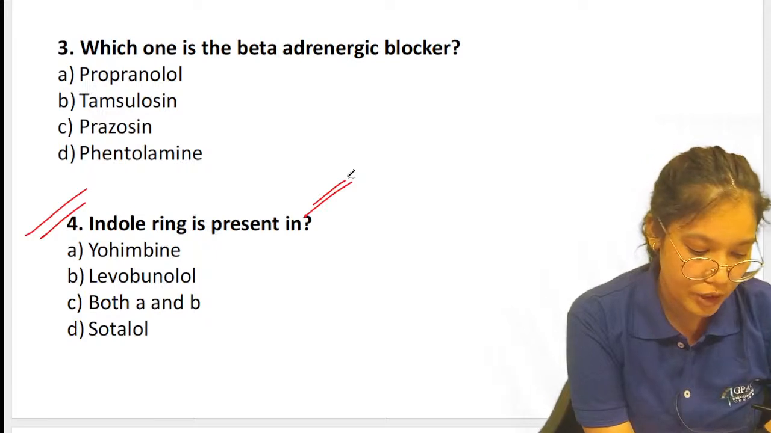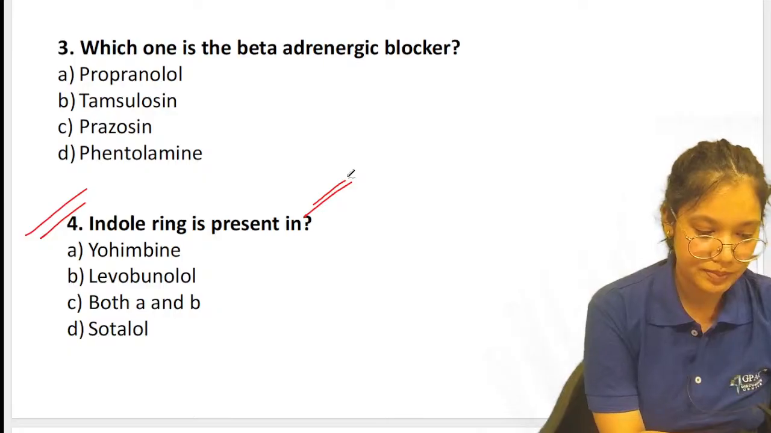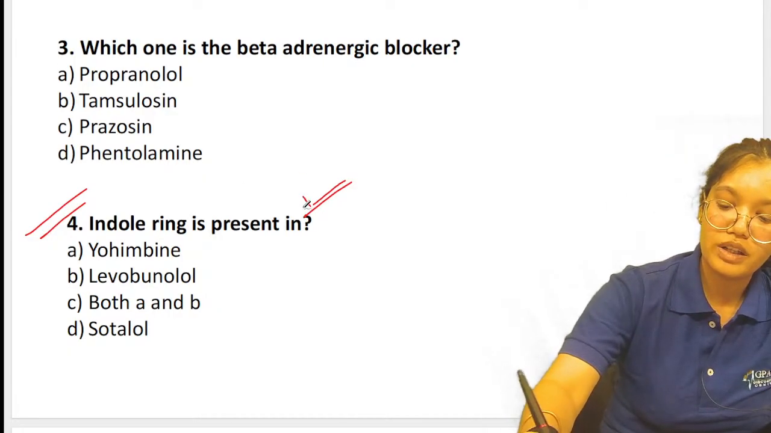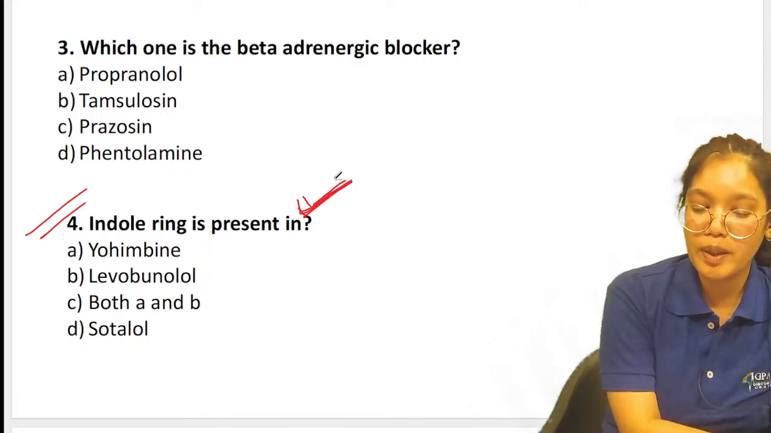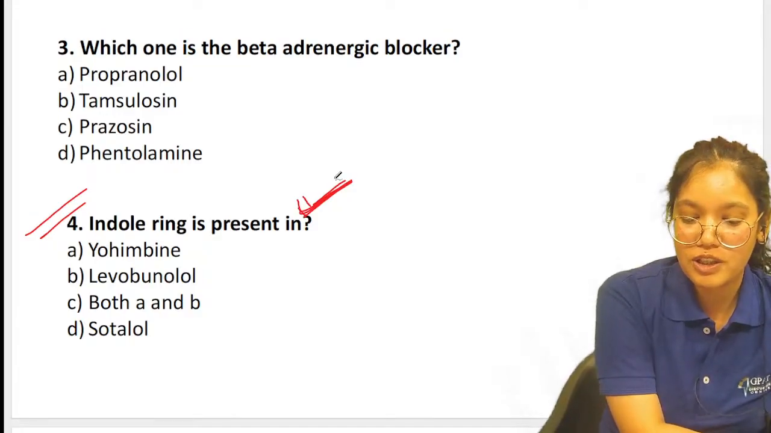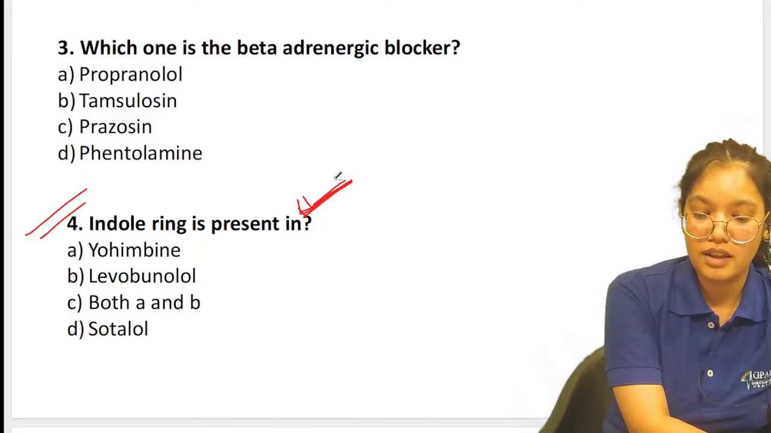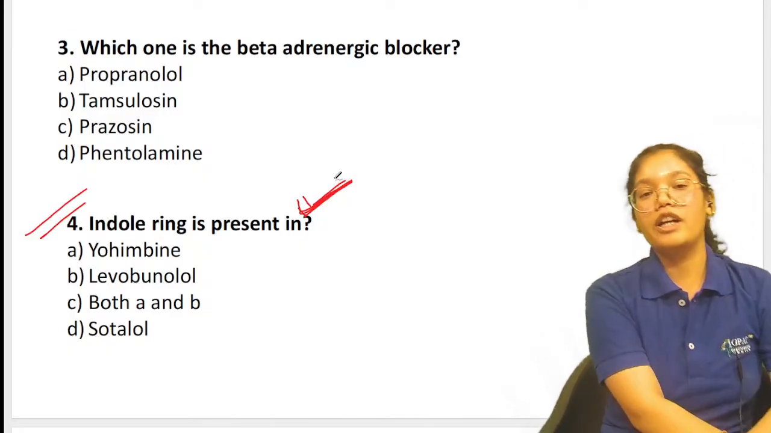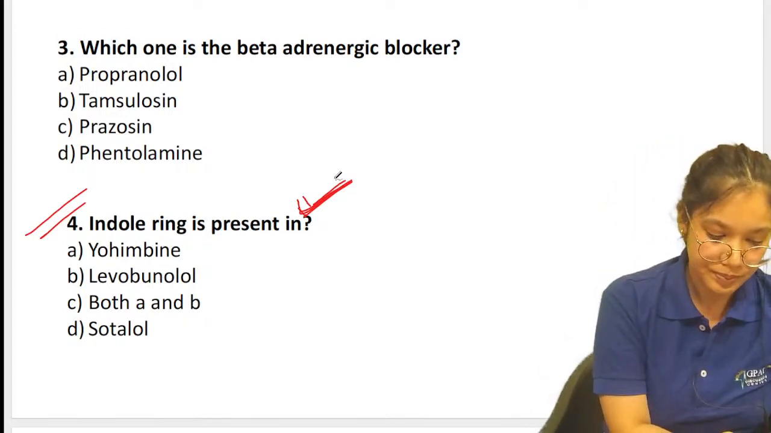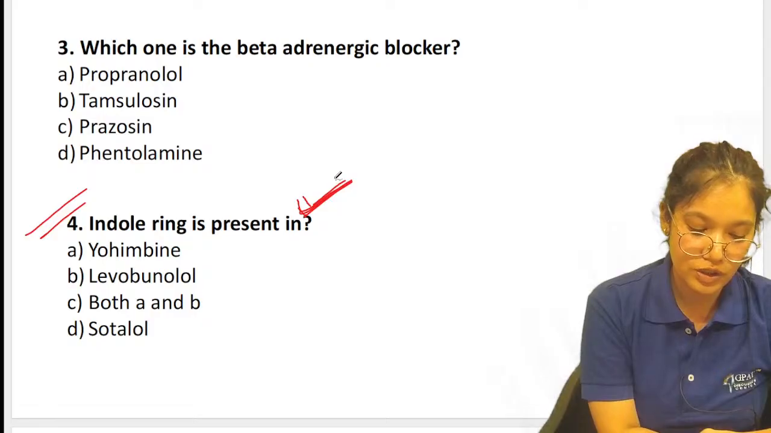I am waiting. Come on, you can answer. Participate. They are very simple questions. The indole ring is present in which drug? Yohimbine, levobunolol, both A and B, or sotalol? Which drug contains the indole ring in its structure? I just told you about the indole ring. Come on, students, participate.